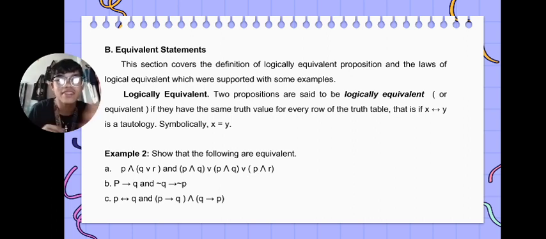Equivalent statement. This section covers the definition of logically equivalent propositions and the laws of logical equivalence, which are supported with some examples. Two propositions are said to be logically equivalent, or equivalent, if they have the same truth value for every row of the truth table, that is, X if and only if Y is a tautology. Symbolically, X equals Y.